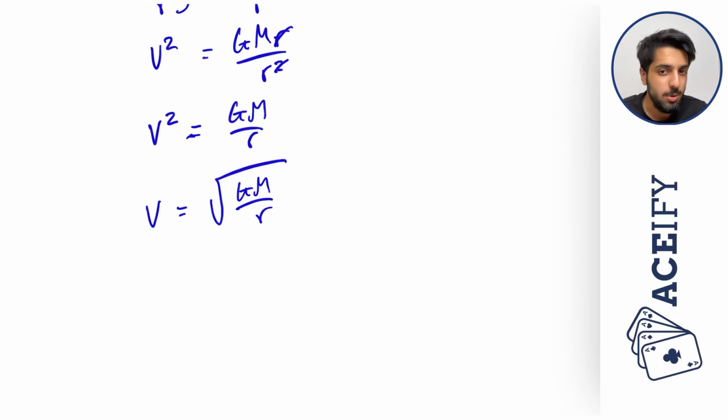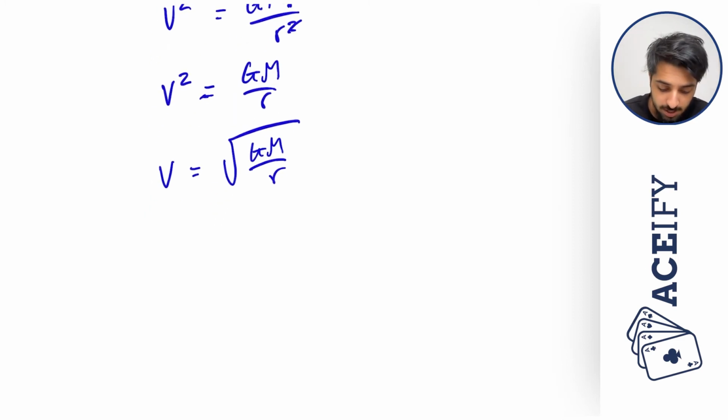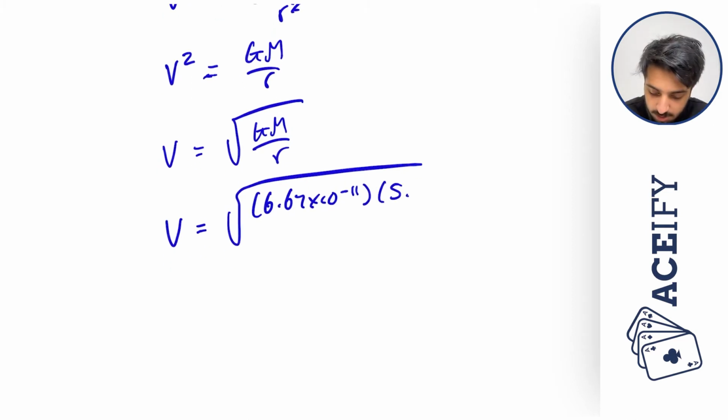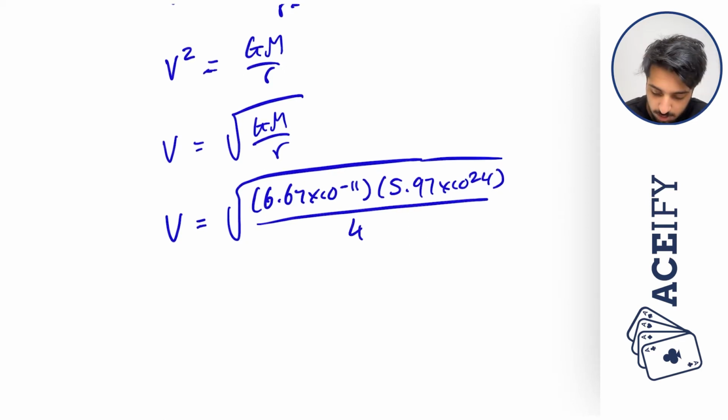Okay, so now that we have our equation, we can look at our variables. We have our gravitational constant, because it's just a constant, we always have it. We have our big mass, which is just the mass of the Earth, and we also have our radius. So we have all our values, so we can just plug the numbers in, and we get v is equal to the square root of G, which is 6.67 times 10 to the negative 11, times our big mass, which is 5.97 times 10 to the 24, all over our radius, which is 4.22 times 10 to the 7.